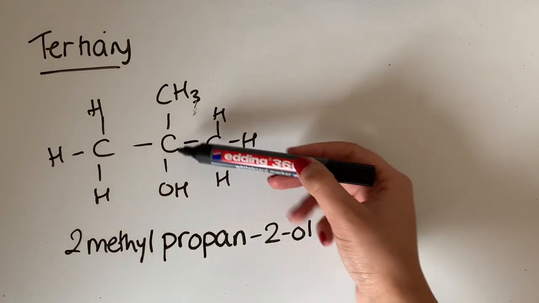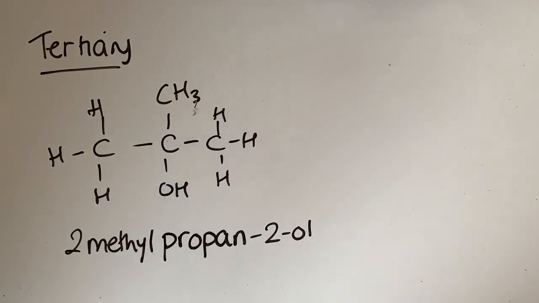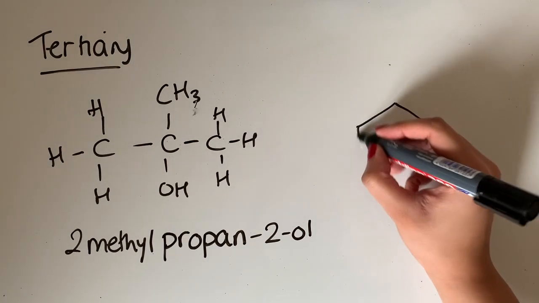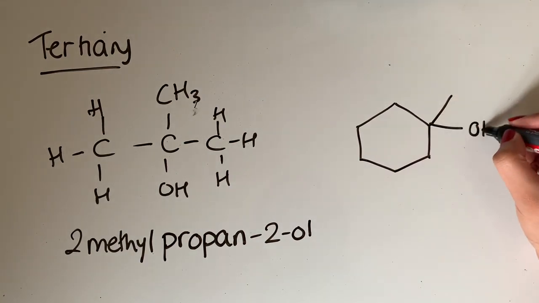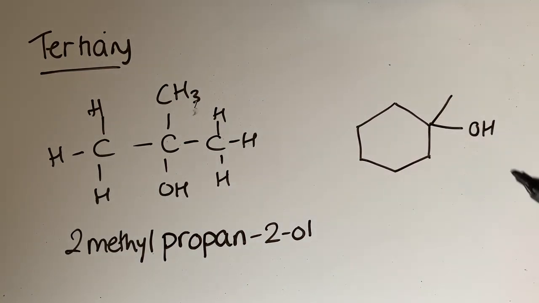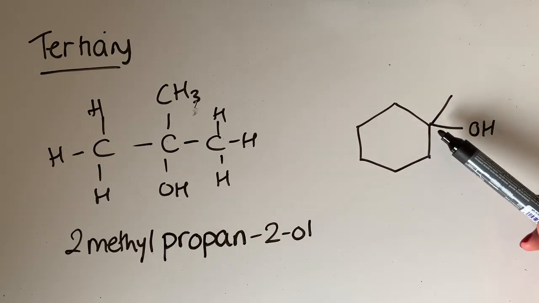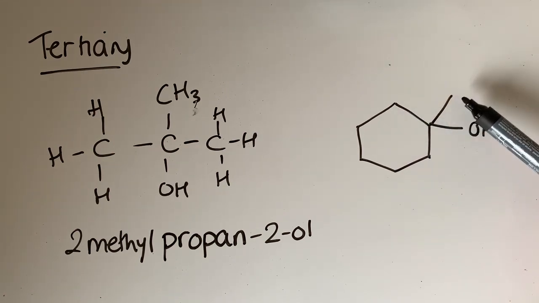Because the carbon to which the OH group is attached is bonded to three carbons directly, this is an example of a tertiary alcohol. I'm just going to do a random example of another one. In this molecule over here, the carbon to which the oxygen is attached is bonded to three carbons, one here, one there, and one there. So this here is also an example of a tertiary alcohol.